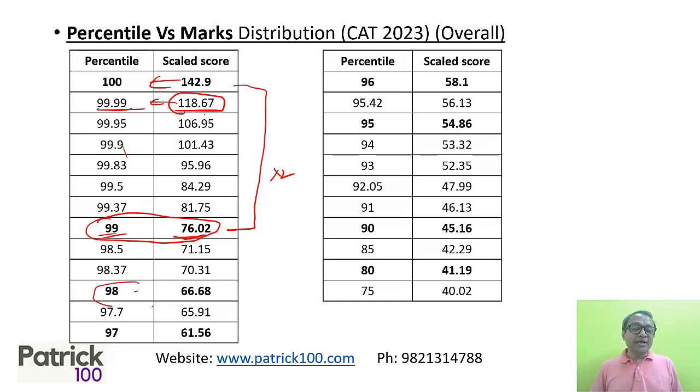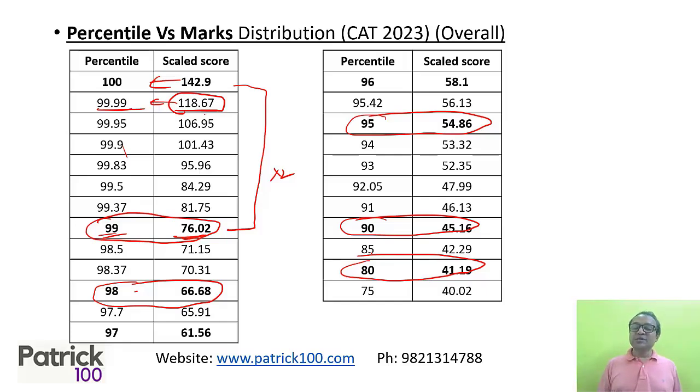Same here, 98 percentile is 66.8. 95 is 54.86 last year. 90 percentile was 45.16. 80 was 41.19. This could obviously change based on the year, but this was last year's percentile. So this will give you a fair idea as to what the score versus percentile was last year. If the paper is tougher, the score required to get a percentile will be lower. If the paper is easier, the score required to get a percentile will be higher.